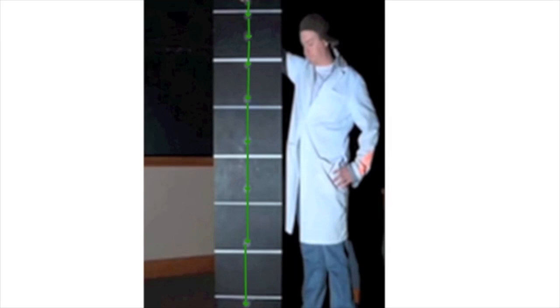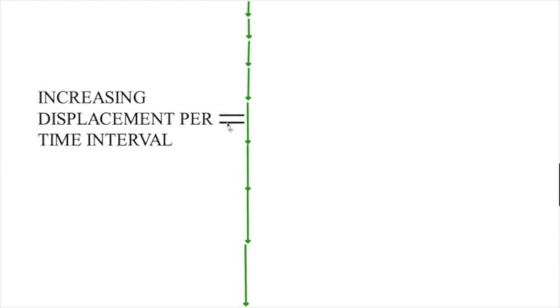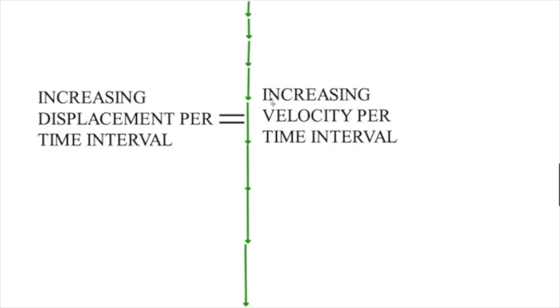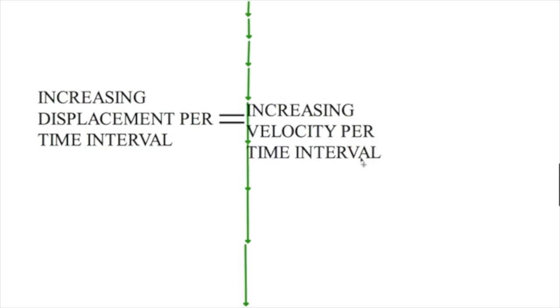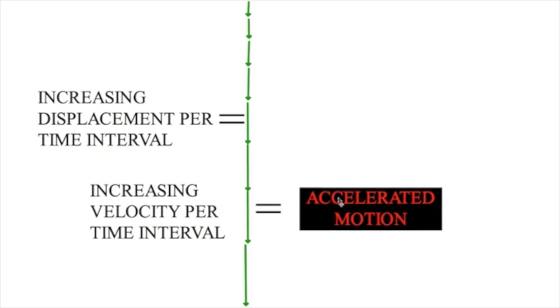Now let's take a closer look. I'm going to get rid of the picture and focus on the vectors. And you can see that clearly each time interval the displacement is increasing. And we know by now that increasing displacement per time interval means increasing velocity per time interval. So it's a great way, through this photograph and through the motion diagram displayed and now through these vectors, to show you, make painfully clear, that falling objects undergo accelerated motion.